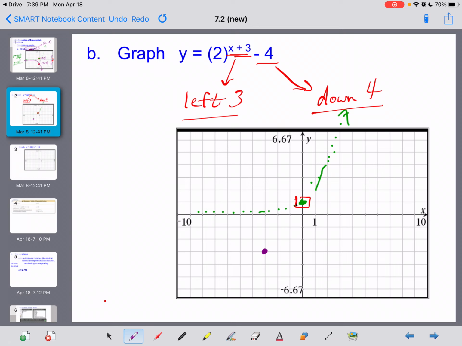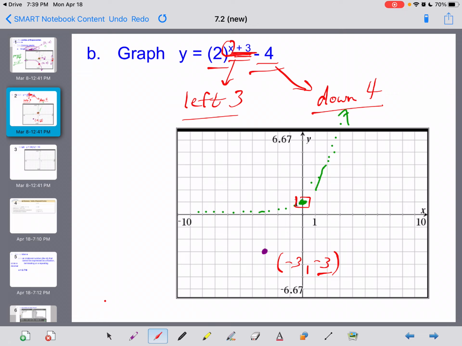Now let's just think for a second before we move on at all. That ordered pair right there looks like it has a coordinate of -3 and then also -3 for its y coordinate as well. So let's see if that works. If we put a -3 in here for x, -3 plus 3 is going to get us 0 for the exponent. 2 to the 0 power is 1, and 1 minus 4 gets us the -3 we were looking for.